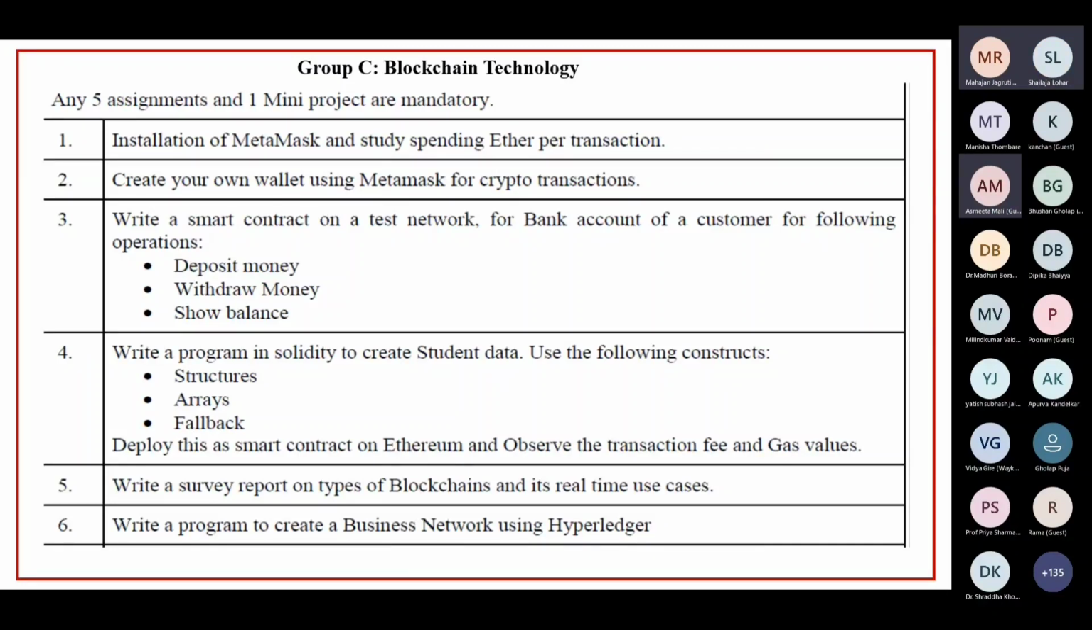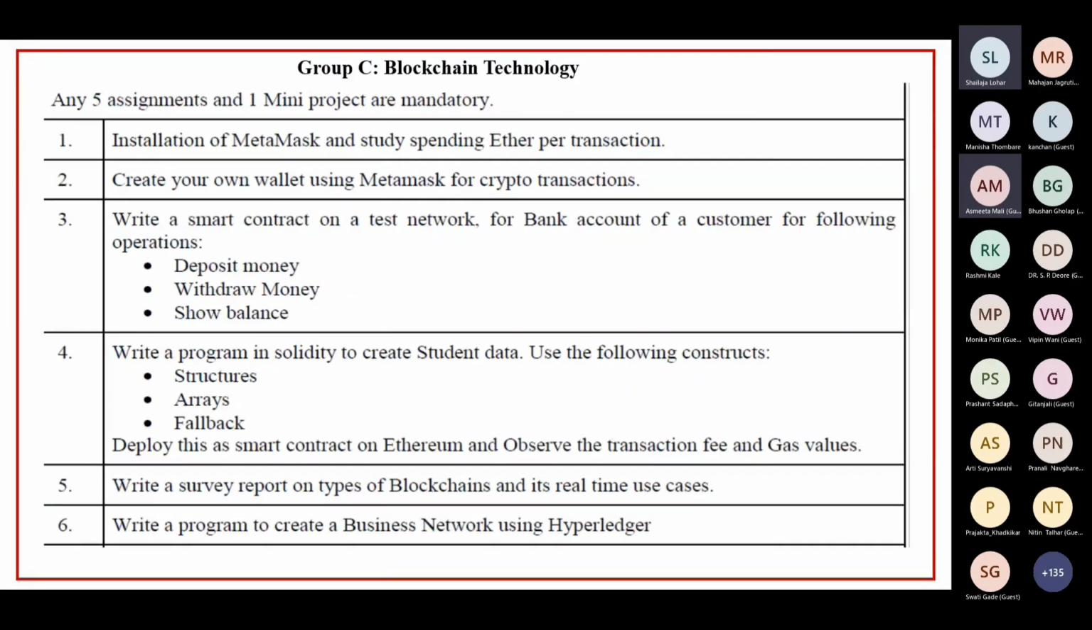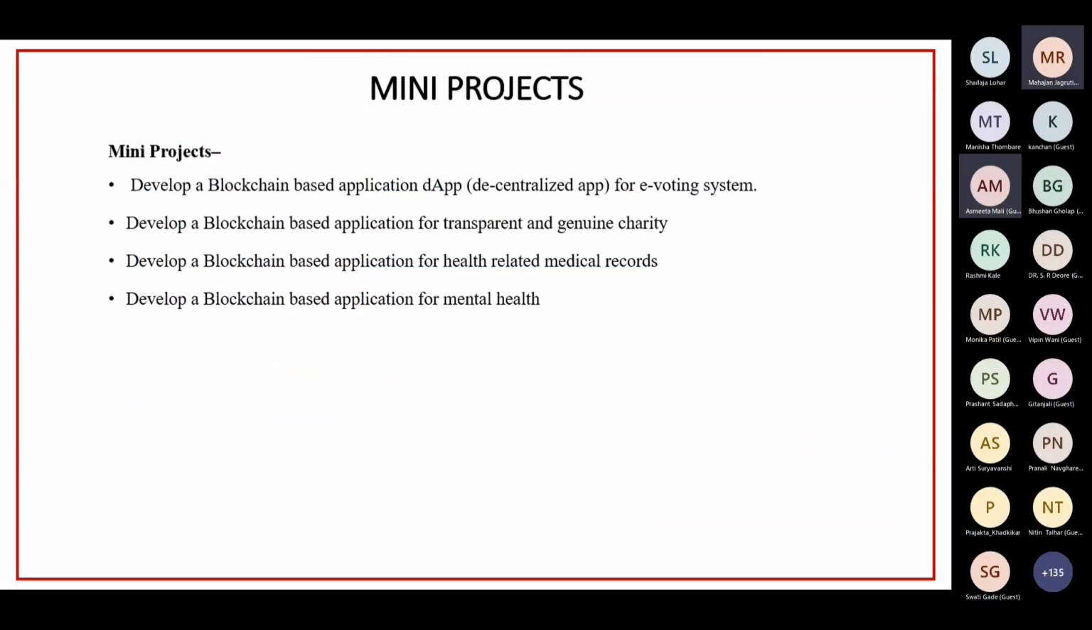So under group C, the blockchain technology assignments are designed. 6 assignments are there totally, out of which any 5 will be compulsory, and 4 mini projects are there, out of which 1 mini project is necessary. So starting with the assignments, the mini projects are totally on use cases, they're application based.